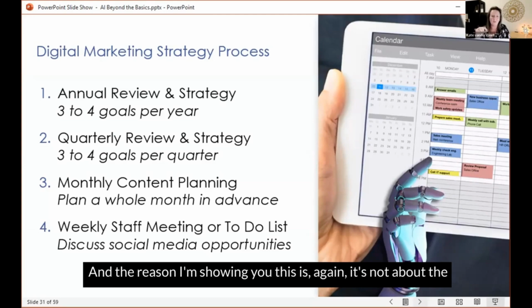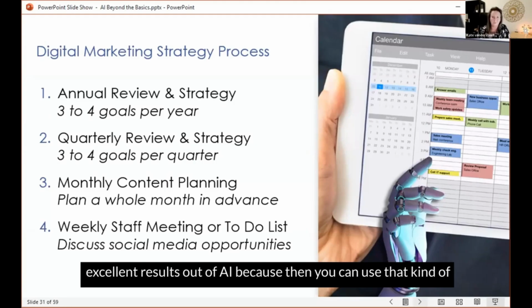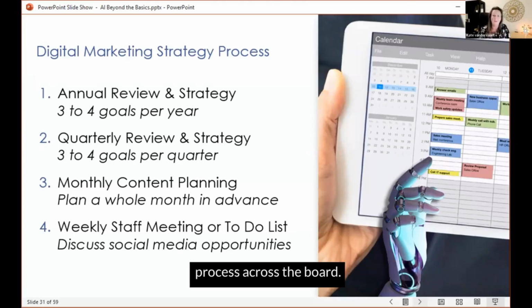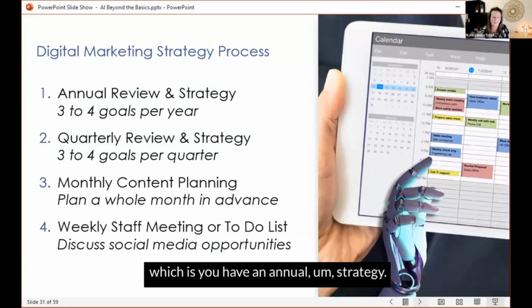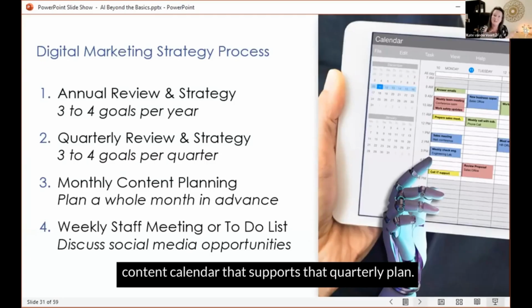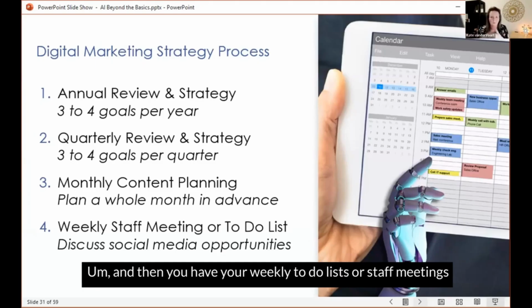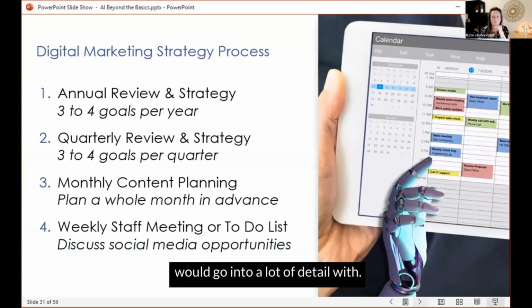And the reason I'm showing you this is, again, it's not about the content, but I want you to see the process that is used to get excellent results out of AI, because then you can use that kind of process across the board. So this is what we used to do with clients and what we teach: you have an annual strategy, you have a quarterly review and strategy with 3 to 4 goals per quarter. You then have your monthly content calendar that supports that quarterly plan. And then you have your weekly to-do lists or staff meetings that support that. So that would be the process that we would go into a lot of detail with.